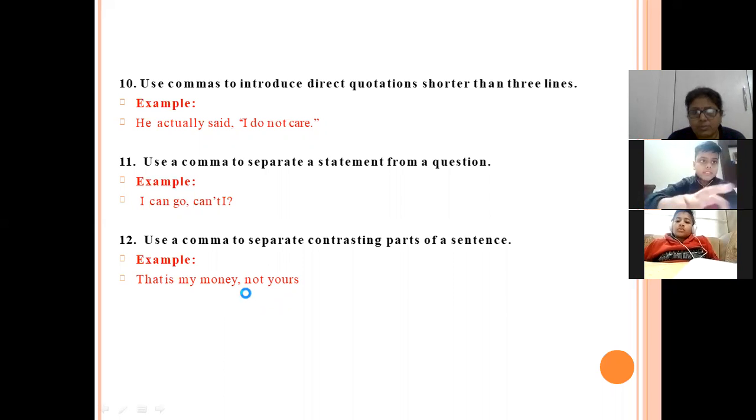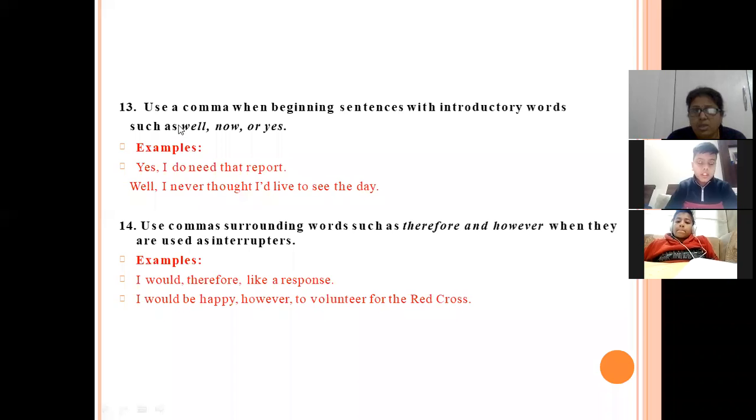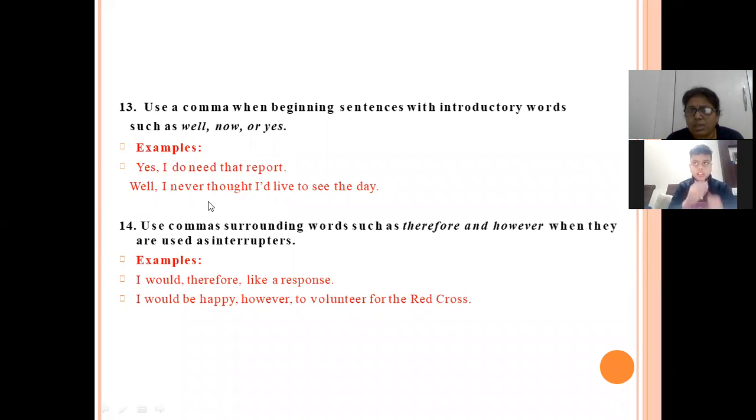Next rule. Yes. Use a comma when beginning sentences with introductory words such as well, now, or yes. So now remember these 4 words, they are introductory words in a sentence. Yes, no, well, or now. Whenever you are starting the sentence with these words, you have to put a comma after them because they are known as introductory words in grammar. So, yes, comma, I do need that report. Well, comma, I never thought I would live to see the day.